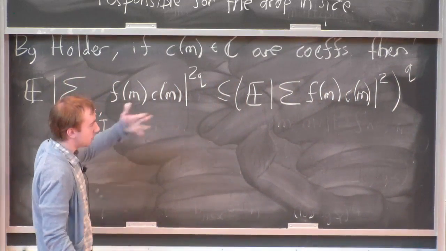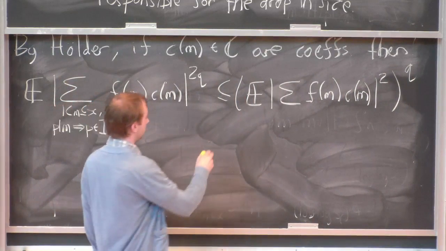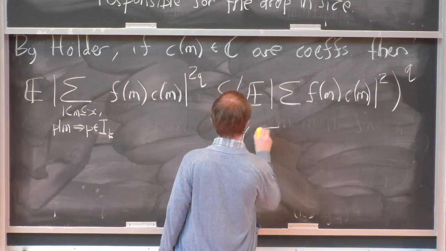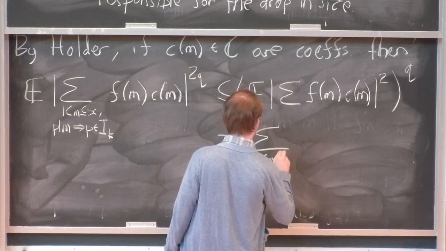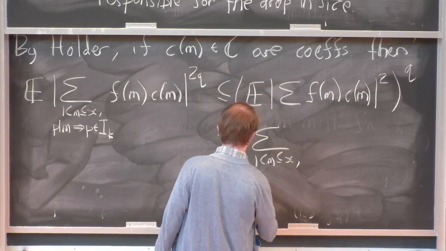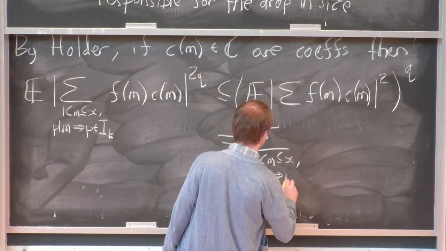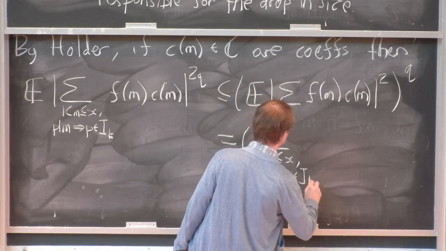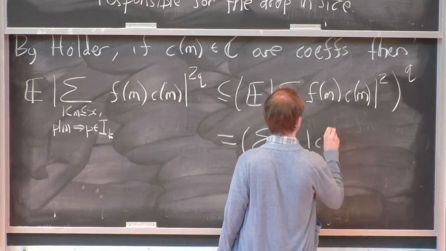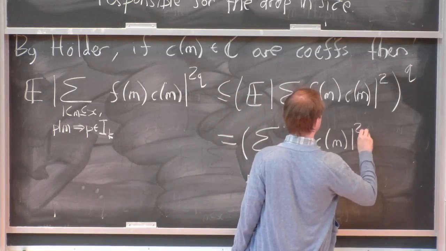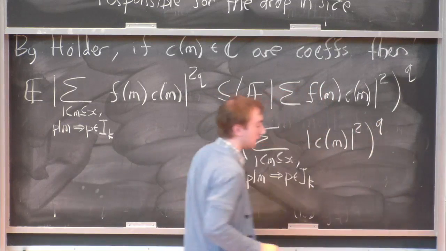And then for the square, I can just expand that and use orthogonality like usual. So this is the sum over m with all its prime factors in I sub k, mod c_m squared, to the q.